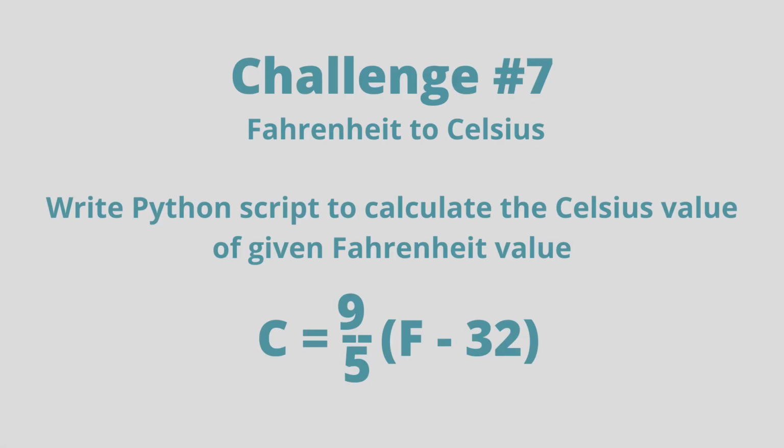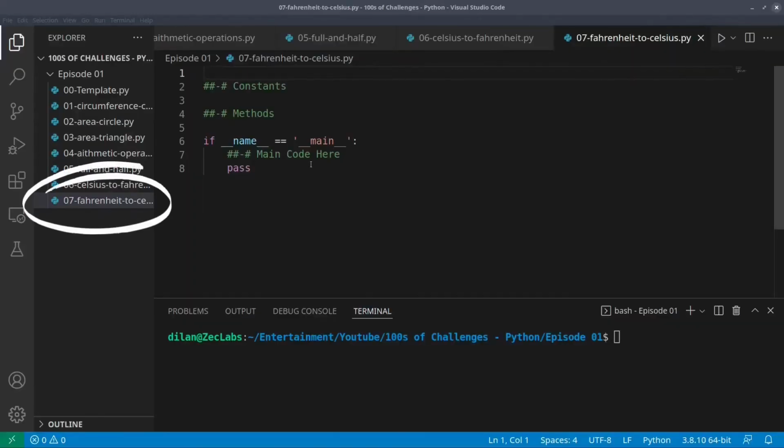Here is the last challenge of this episode. In this challenge, we write a Python script to calculate the Celsius value of a given Fahrenheit value. The equation for the conversion is 5 over 9 times F minus 32. I already opened the 7-Fahrenheit to Celsius.py file here.